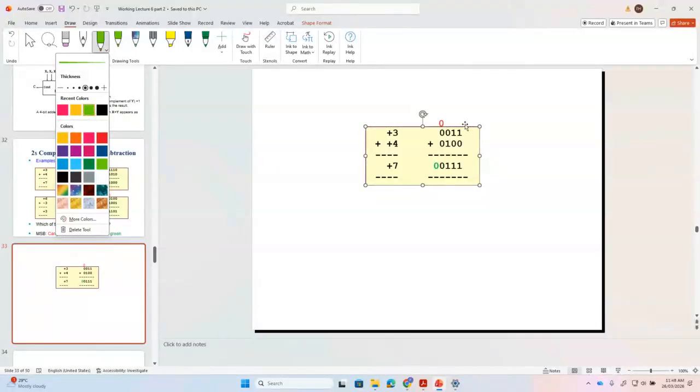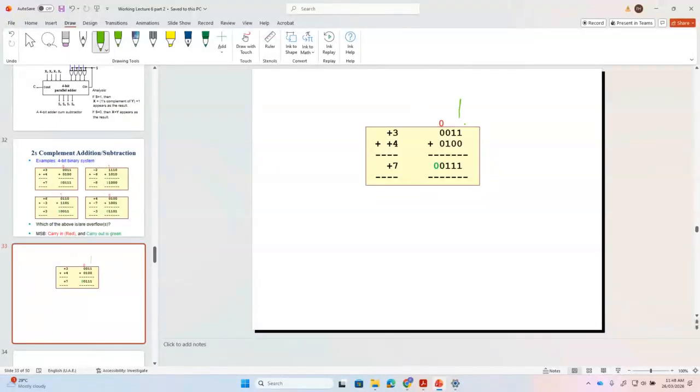What is this thing? You help me. C0. What is this thing? Help me. C1, C2, C3. And what is this thing? Help me. C4. And C4 is actually C out here. Got it or not got it? Got it. Okay.